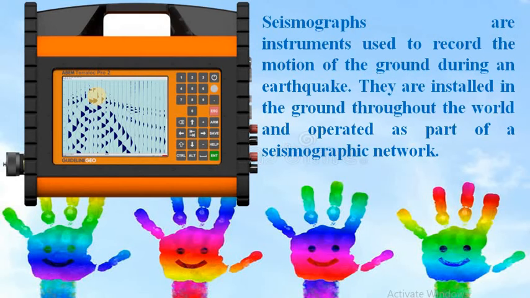Seismographs are instruments used to record the motion of the ground during an earthquake. They are installed in the ground throughout the world and operated as part of a seismographic network. A seismograph is used to record the movements of the Earth's crust.